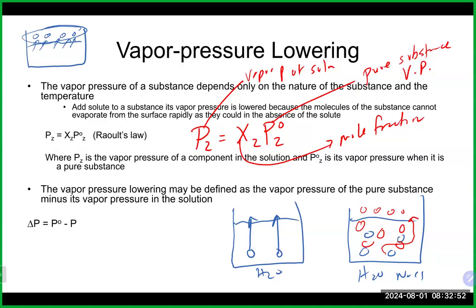The vapor pressure lowering can be defined as the vapor pressure of the pure substance minus the vapor pressure of the solution. That is because it is a lowering, which means the solution will have a lower vapor pressure than the solvent by itself. So this number here will be a larger number, and this will be a smaller number, and that will give you a positive change in the vapor pressure. Again, the particles in there prevent the gas molecules from escaping, resulting in fewer gas molecules on top and a lower vapor pressure.